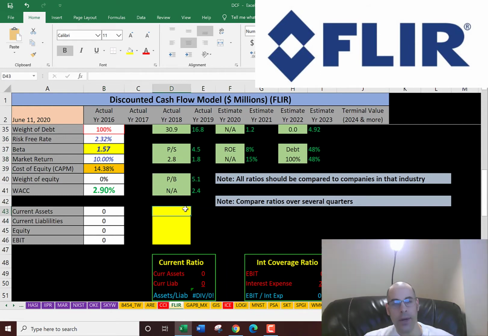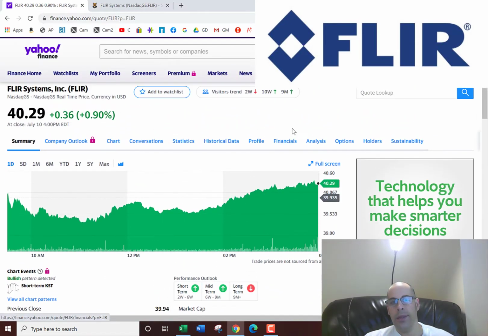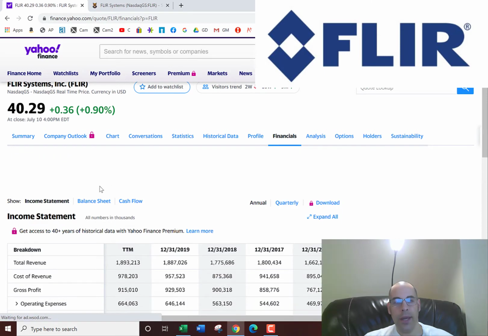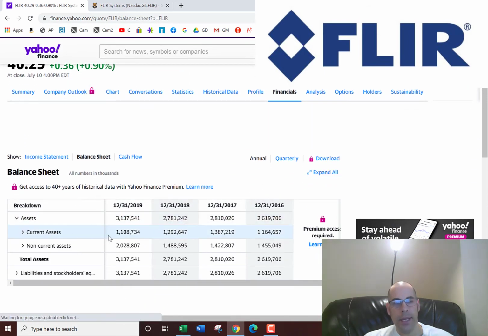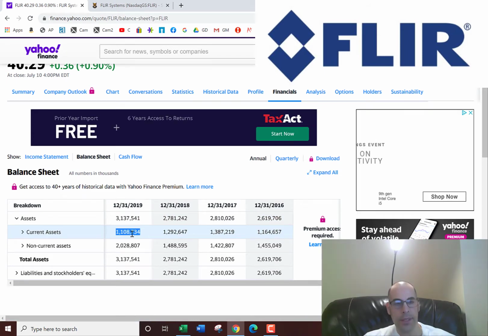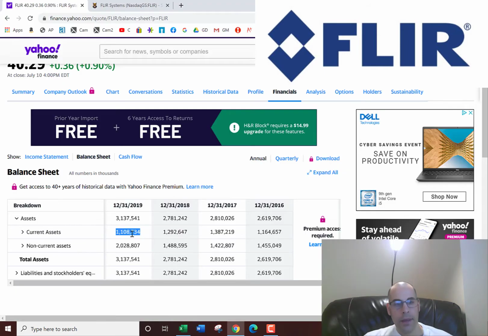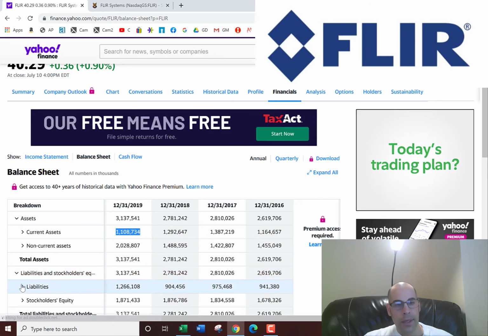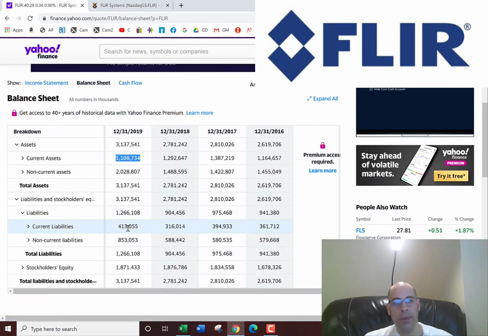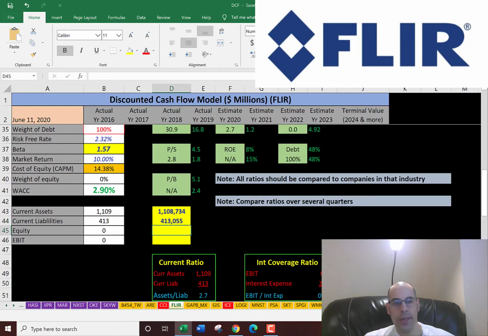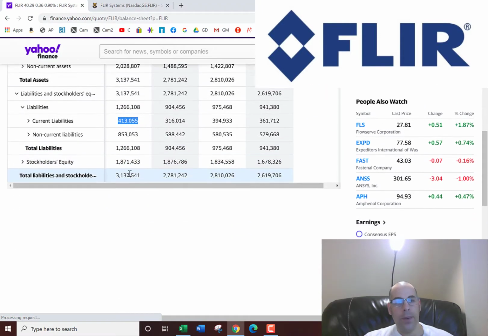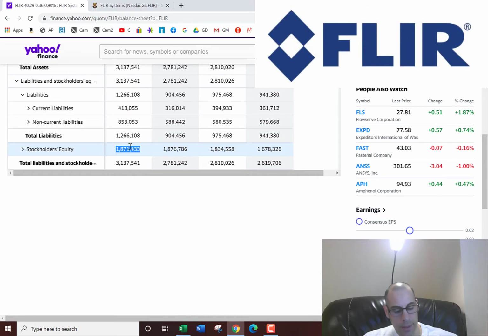Let's get their current assets. We need this because when we look at the current ratio later, this is part of the formula. And current assets are mainly cash, accounts receivable, and inventory. And let's get current liabilities. And this is how much money the company owes within the next 12 months. $413 million. And the equity is assets minus liabilities, and that's $1.8 billion.